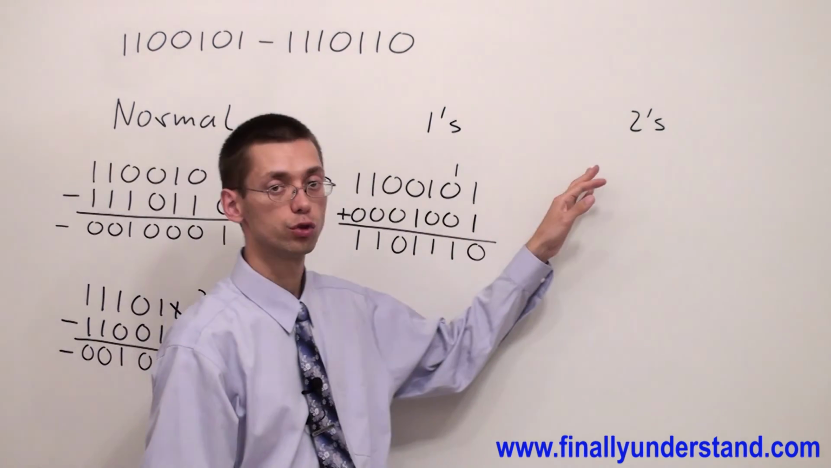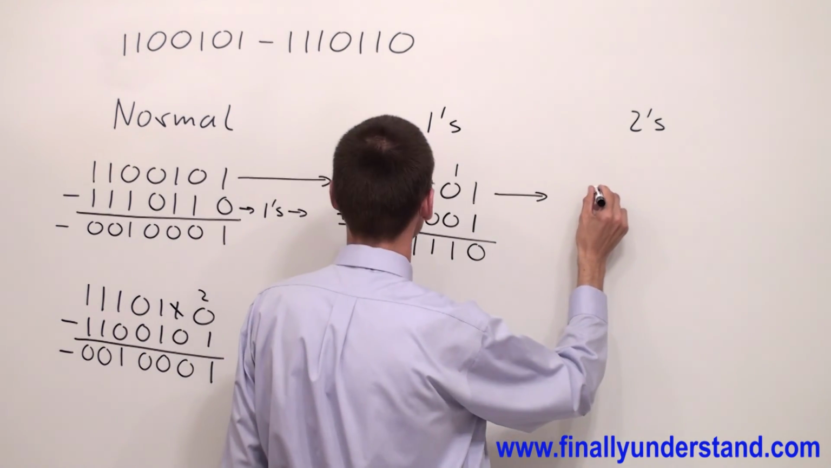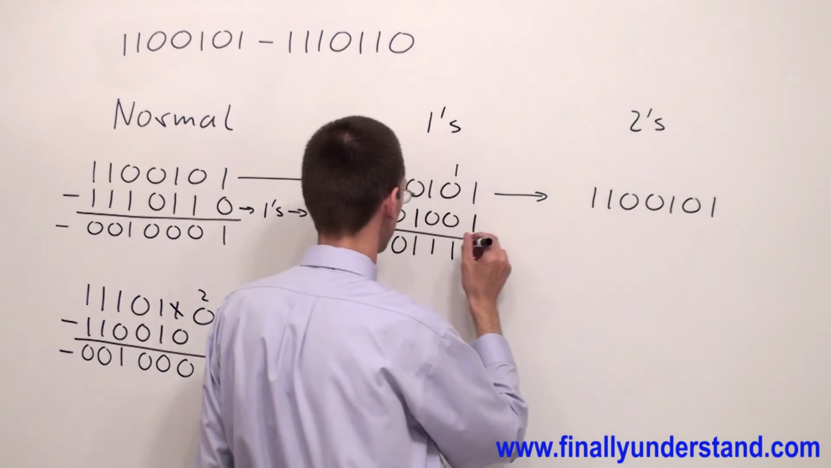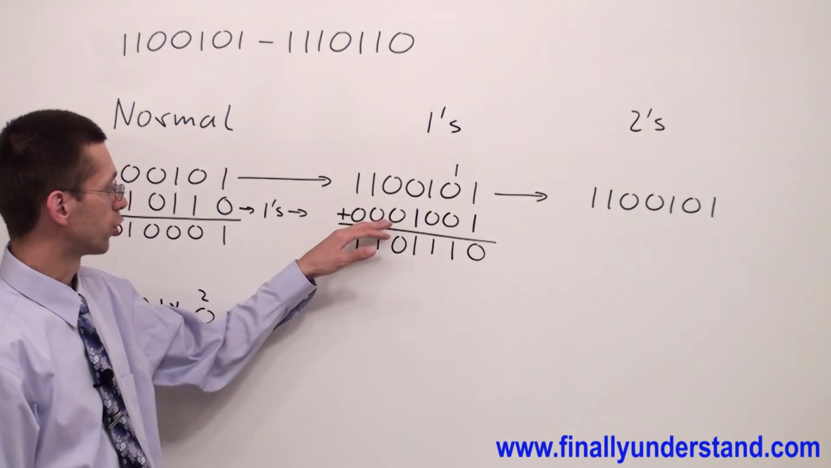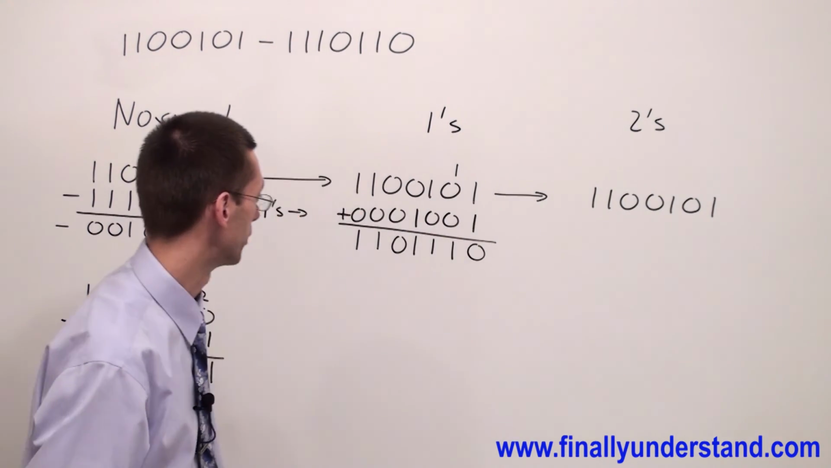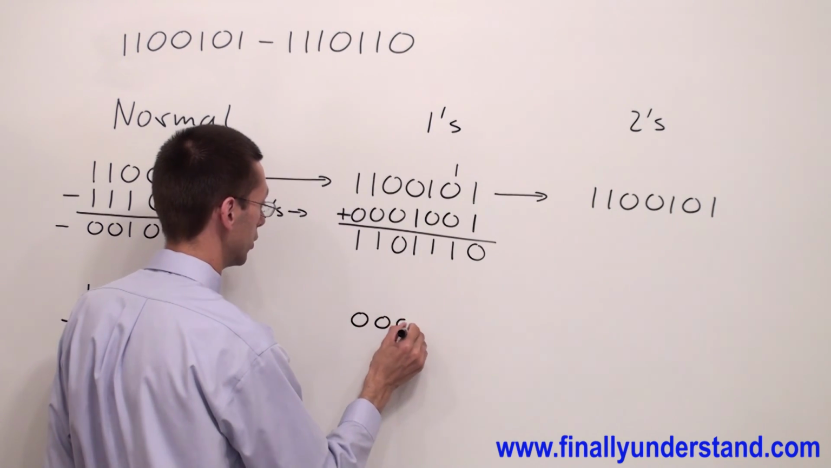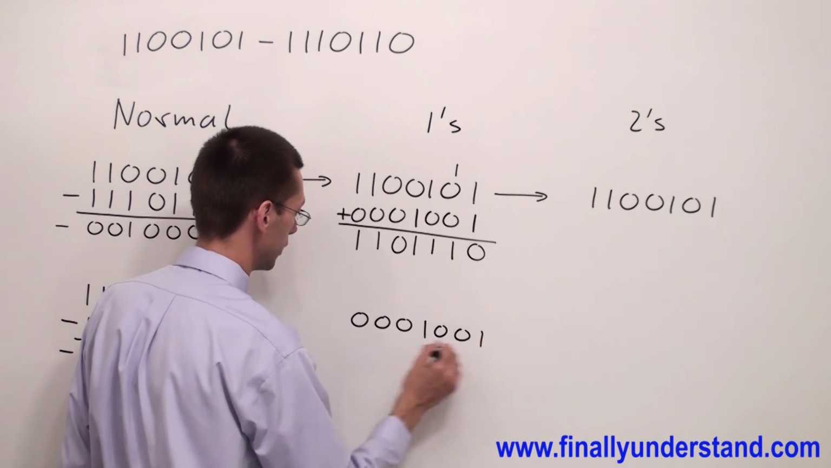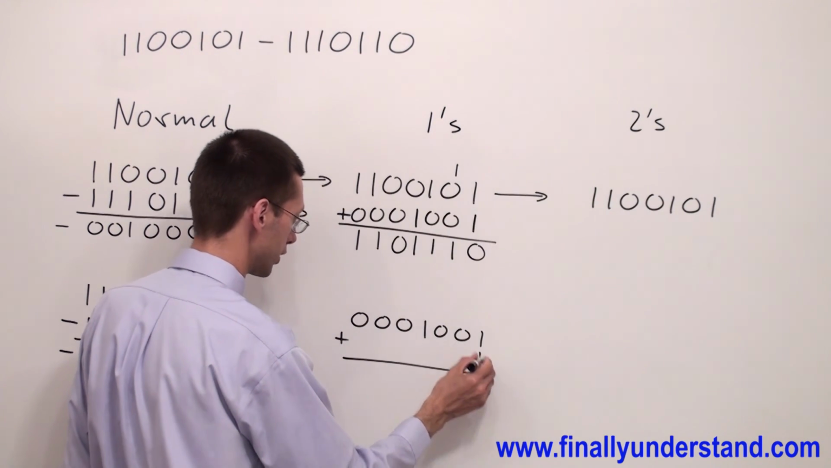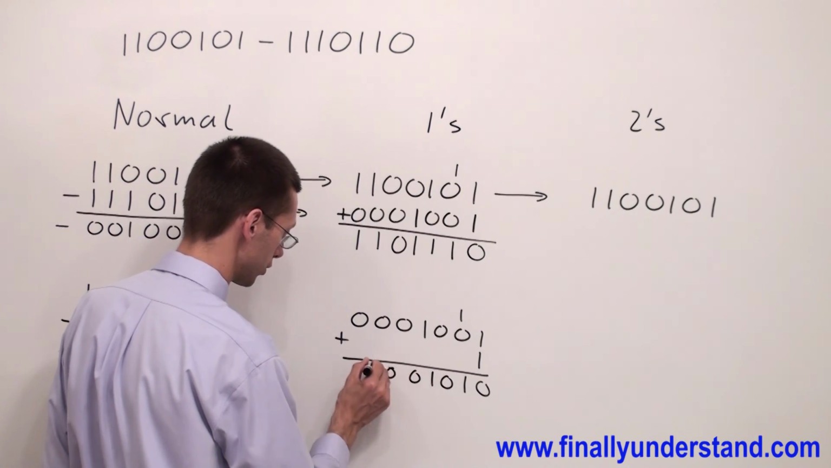Next, let's do 2's complement. What we're supposed to do? We're supposed to copy the top number, and I have 1, 1, 0, 0, 1, 0, 1, and we're supposed to find the 2's complement. Remember, in order to get the 2's complement, we're supposed to add 1 to the 1's complement. So I have to add 1 to this number. Let me do this on the side. So I have 0, 0, 0, 1, 0, 0, 1, plus 1. 1 plus 1 is 2. Write 0 and carry of 1. So 1, 0, 1, 0, 0, 0.